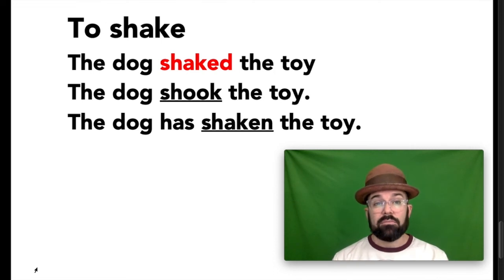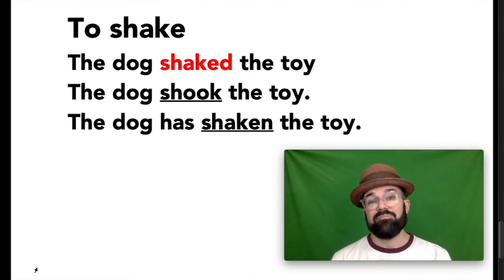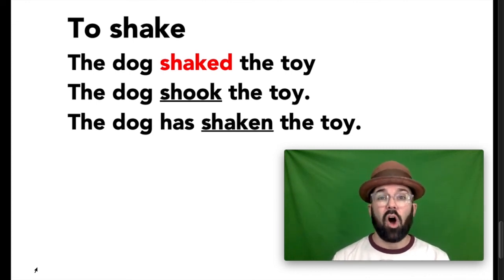To shake. You wouldn't say the dog shaked the toy. The dog shook the toy. Once again, the spelling changes completely. Or in the past tense, we have a totally different word. The dog has shaken the toy. Unfortunately, irregular by definition means there's not a rule that works with all of them. And since there's almost 200 of them, I don't have time to go through all of them in this video, but there are plenty of lists on the internet and in grammar books near you.